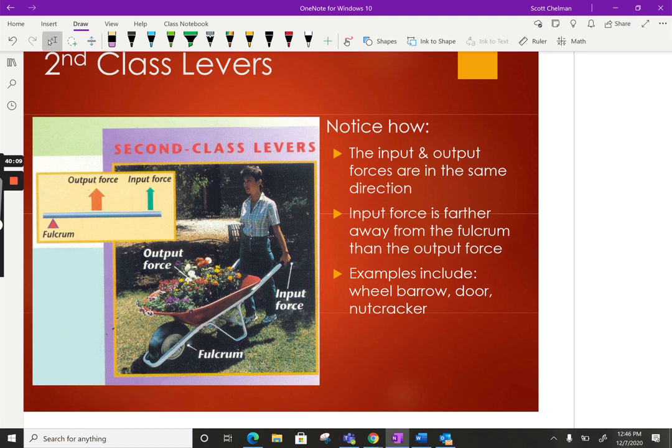The wheelbarrow is a good example of this because you have the output force, which is what's being picked up here. Notice that when wheelbarrows are designed, they move the load as close to the wheel as you can get it, because that allows you to pick things up easier than if it were higher, as well as having long handles. The fulcrum then obviously is at the wheel. That's a second class lever.